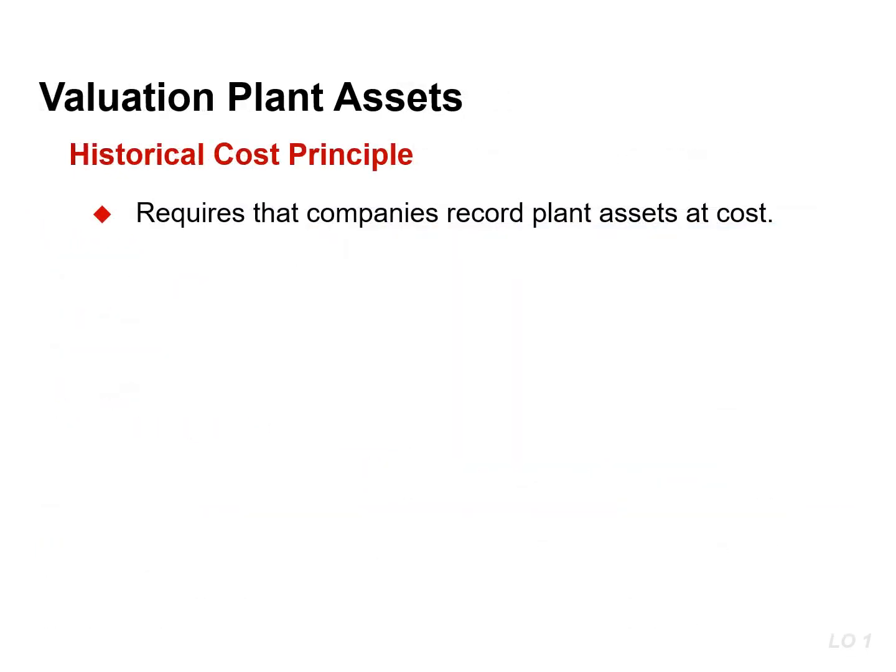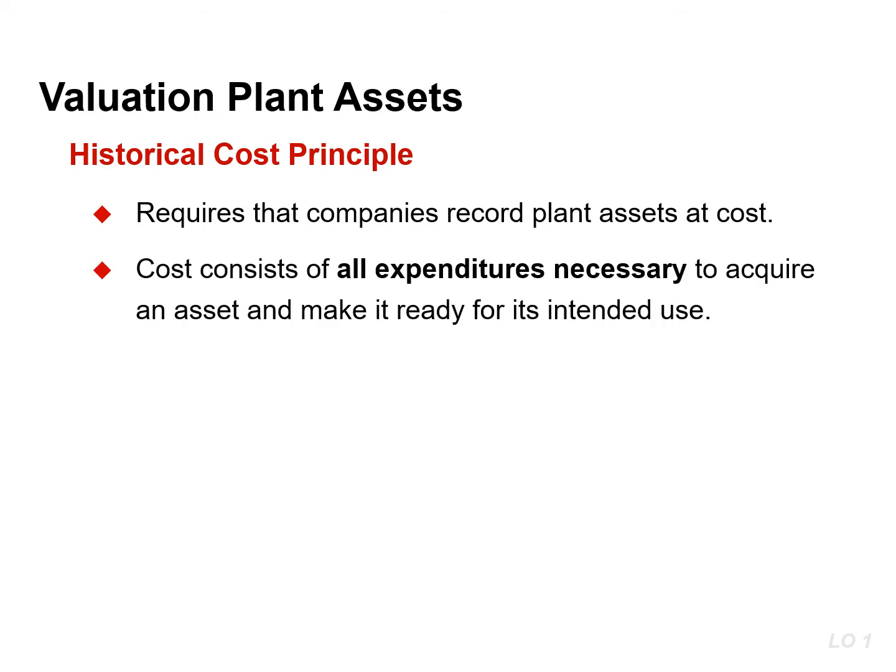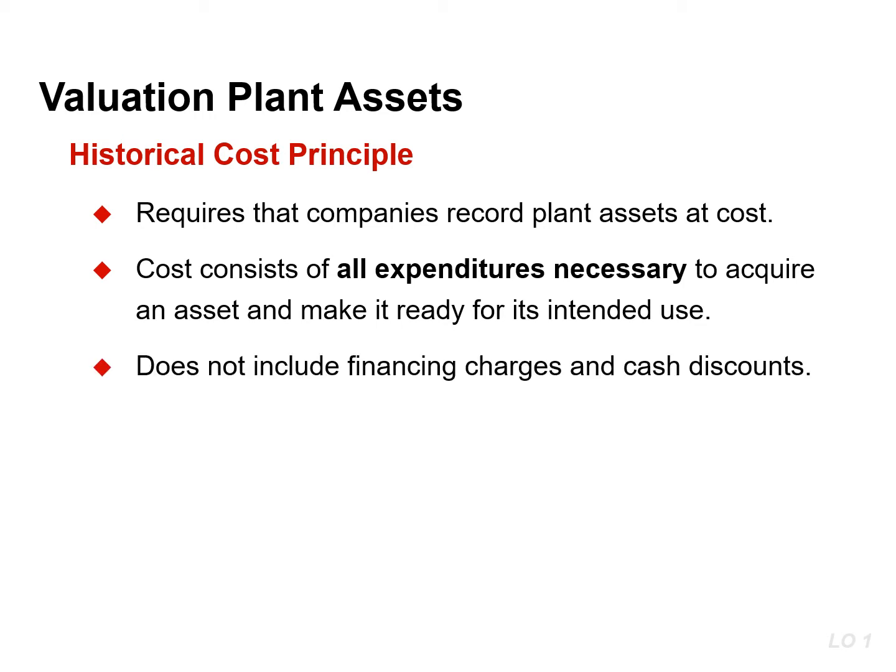The historical cost principle requires that companies record plant assets at cost. Costs consist of all expenditures necessary to acquire an asset and make it ready for its intended use. It does not include financing charges. Of course, there's an exception to this rule, and it will not include any cash discounts.